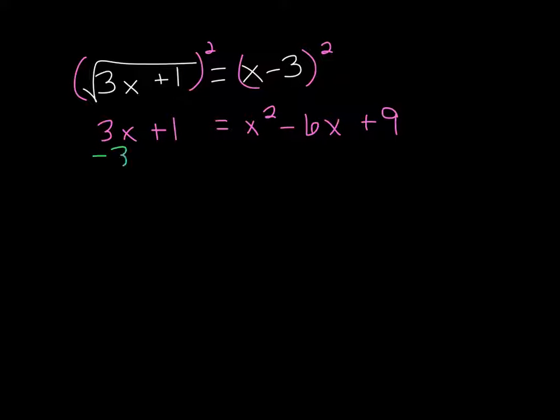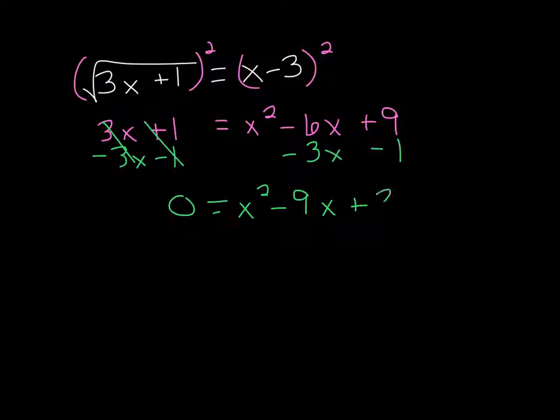Now let's get everything on the same side. Remember, line up your like terms when you do this. So we have x squared minus 9x plus 8. So a times c is 8, which is positive, so the signs are the same. And b is negative, so they'll both be negative. So negative 1 times negative 8. And that does add up to negative 9. So that's the pair we're looking for.